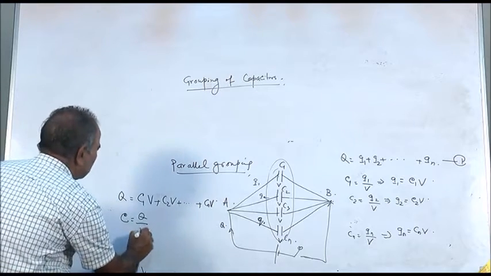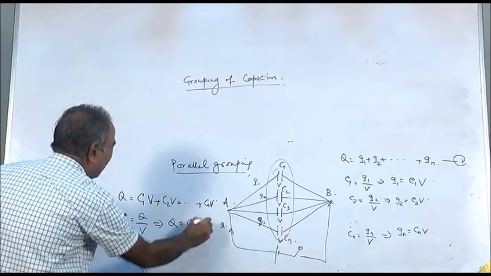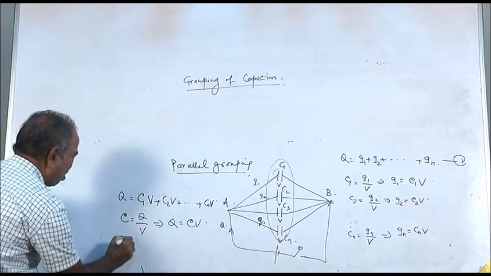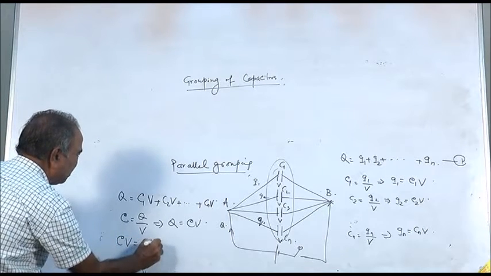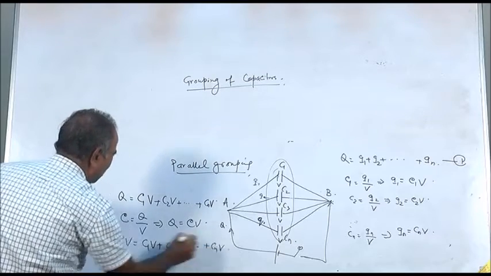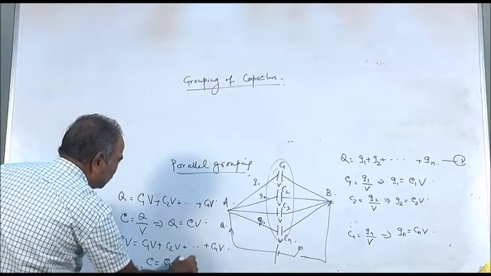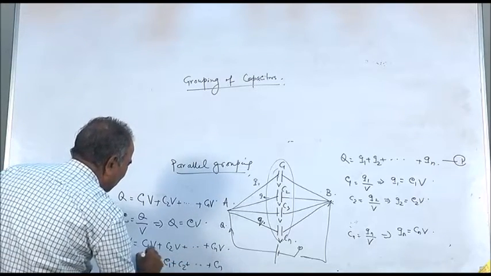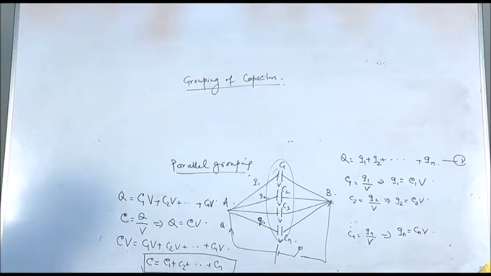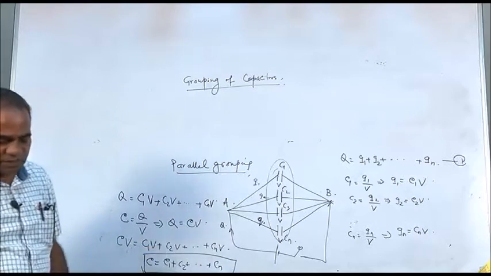So C is equal to Q by V, or Q is equal to CV. If you put this value in this equation, CV is equal to C1V plus C2V up to CnV. So V cancels, so C is equal to C1 plus C2 up to Cn. So the resultant capacity of all capacitors connected in parallel will be equal to the sum of the capacity of individual capacitors.